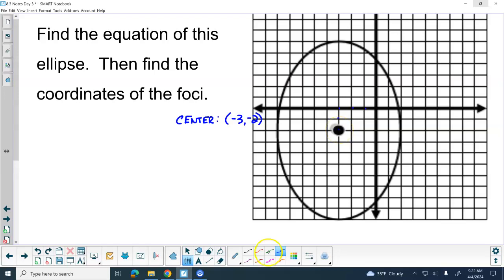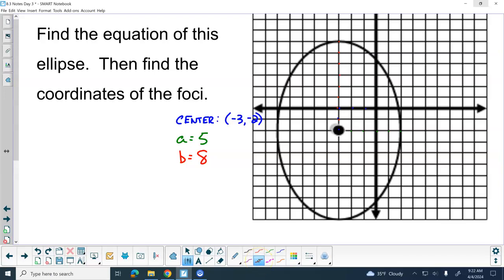What is my A value? 1, 2, 3, 4, 5. I would concur that A is 5. What is my B value? 1, 2, 3, 4, 5, 6, 7, 8. I told you you could come up here and look.